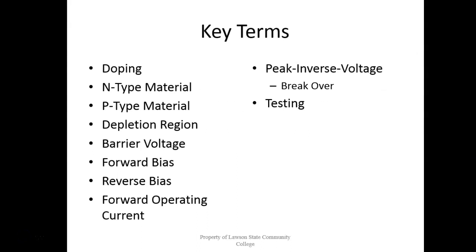We'll look at N-material, P-material, something called the depletion region, barrier voltage, forward bias, reverse bias. Use the term, it's very important. Forward operating current, something called peak inverse breakover voltage. Then how to test these devices called diodes.